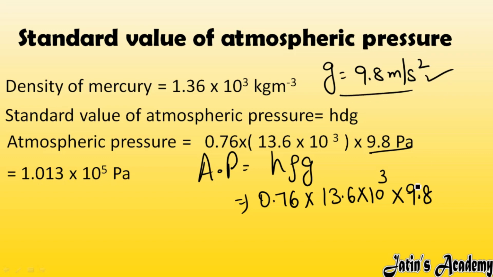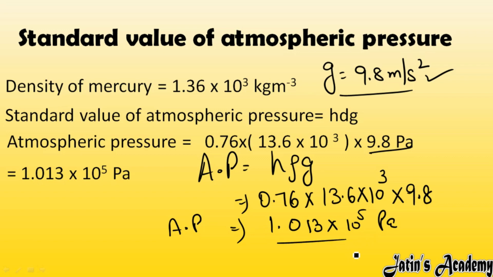This value you have to remember. The density of mercury is constant, and the height we have calculated. When you solve all the digits, you will get 1.013 into 10 to the power 5 Pascal. So the standard atmospheric pressure is approximately 1 into 10 to the power 5 Pascal. This is the standard value of atmospheric pressure which we are going to use.